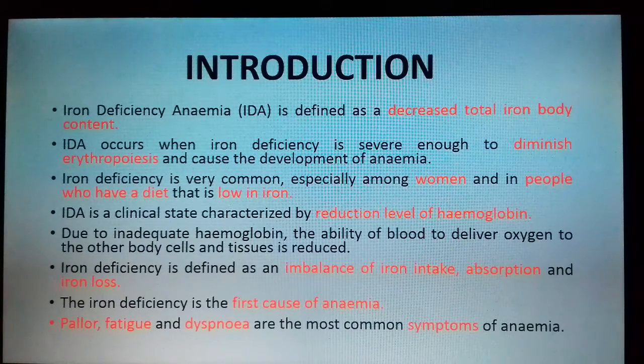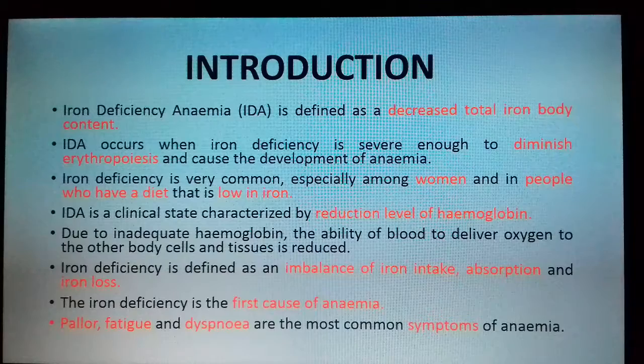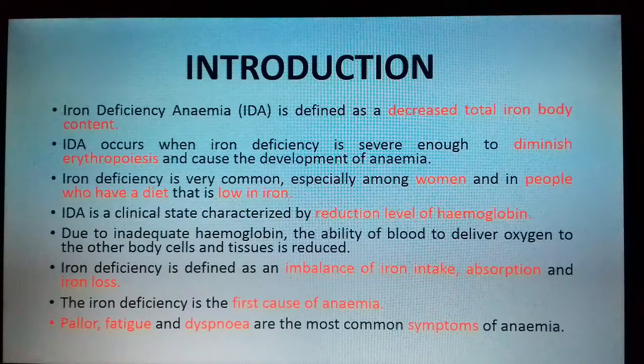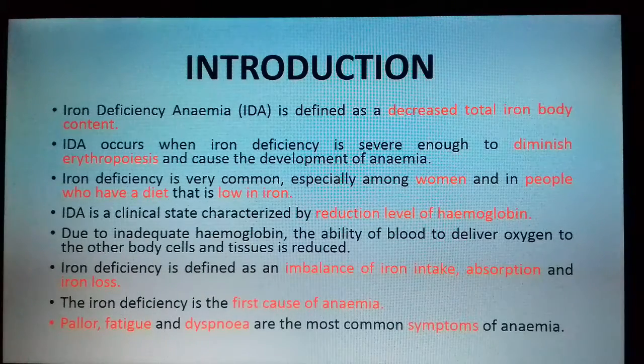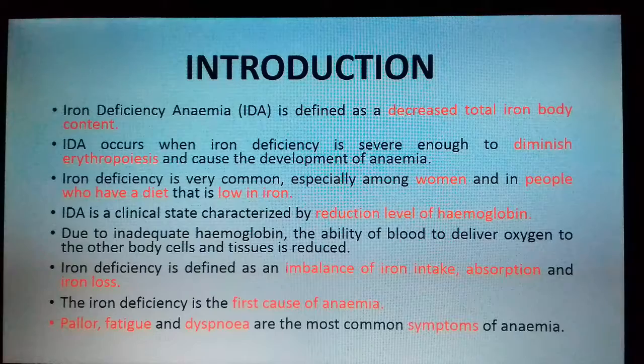Introduction. IDA is defined as a decreased total iron body content. It occurs when iron deficiency is severe enough to diminish erythropoiesis and cause the development of anemia. It is very common, especially among women and in people who have a diet that is low in iron. IDA is a clinical state characterized by reduction level of hemoglobin. Due to inadequate hemoglobin, the ability of blood to deliver oxygen to the other body cells and tissues is reduced.